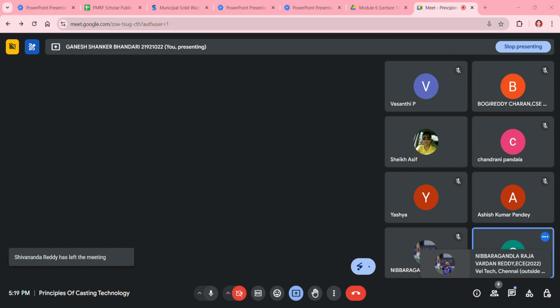Calculations. 230 divided by... no, 230 will not be considered here, I think, because you have a vehicle capacity. You have to consider that vehicle capacity of 23 meter cube per trip. And you have a compaction ratio of 2.